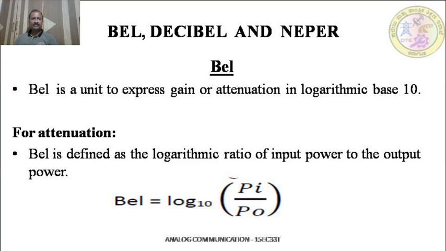For attenuation, we can define bell like this. Bell is defined as the logarithmic ratio of input power to output power. In the form of an equation, write like this: bell is equal to log base 10 of Pi by P naught, where Pi is input power, P naught is output power. You can express bell in terms of power.